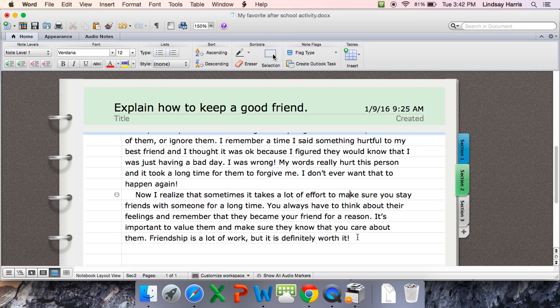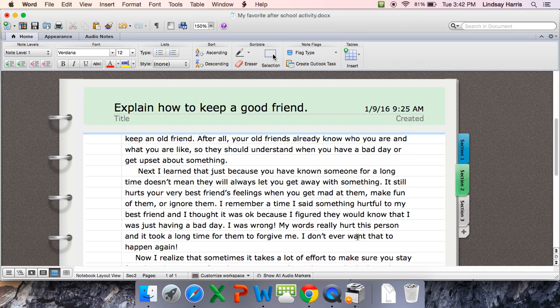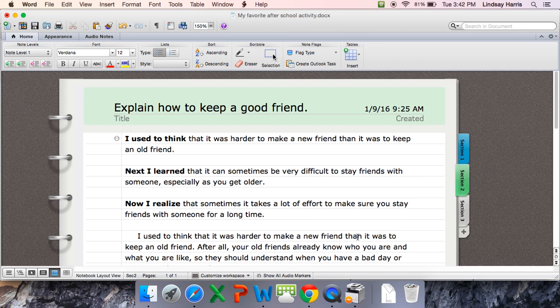So there you go. There is my "I used to think, next I learned, now I realize." So I want you to work on that for your own paper. So you're writing and explaining how to keep a good friend. Try using that with the "I used to think, next I learned, now I realize" structure. Remember to start a new paragraph and indent every time you move on to a new section. Okay, well, good luck.